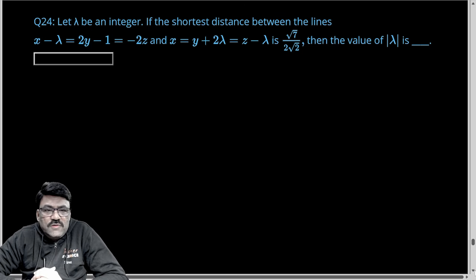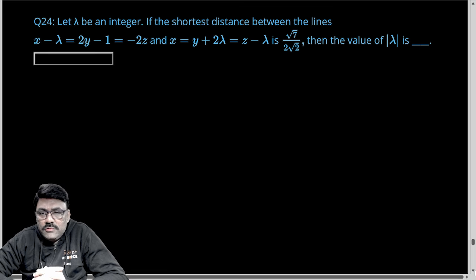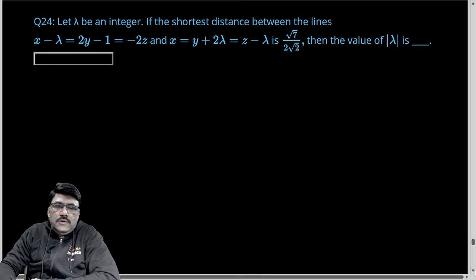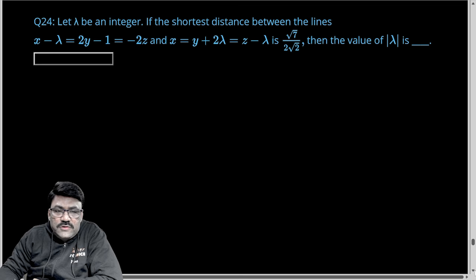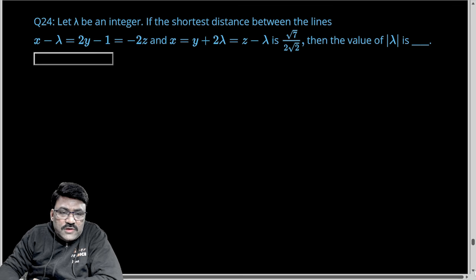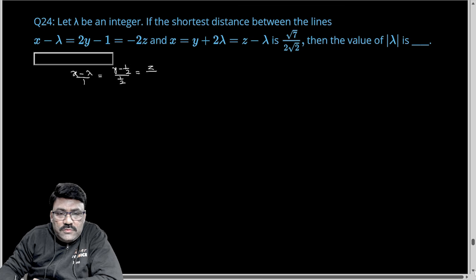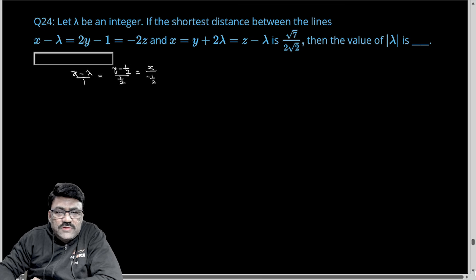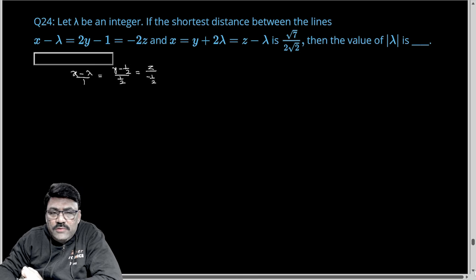Okay, see this question. This is from 3-dimension geometry based on shortest distance. Two lines are given and the shortest distance between these two lines is also given, root 7 by 2 root 2. So then what will be mod lambda? So let's write the two lines in a standard form first. So see, your first line is (x minus lambda) by 1, (y minus half) by half, and z over minus half. Just divide by 2 here and divide by minus 2 here.